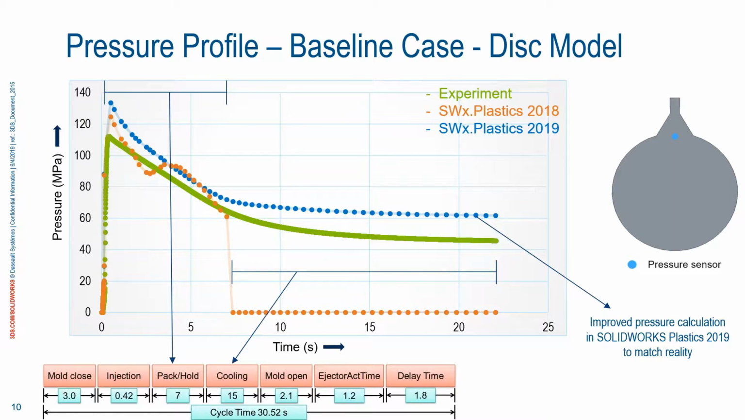In this particular case, we found that with SolidWorks Plastics 2018, the correlation to this pressure curve that we were seeing at the injection molding machine wasn't that good after we got into the packing phase of the process. So we did some work on our solver, and you can see that the results we get now with SolidWorks Plastics 2019 correlate much more closely to the actual results that we see at the molding machine.